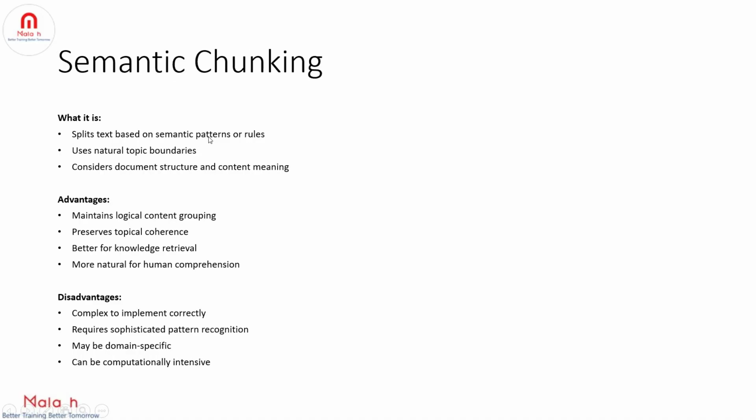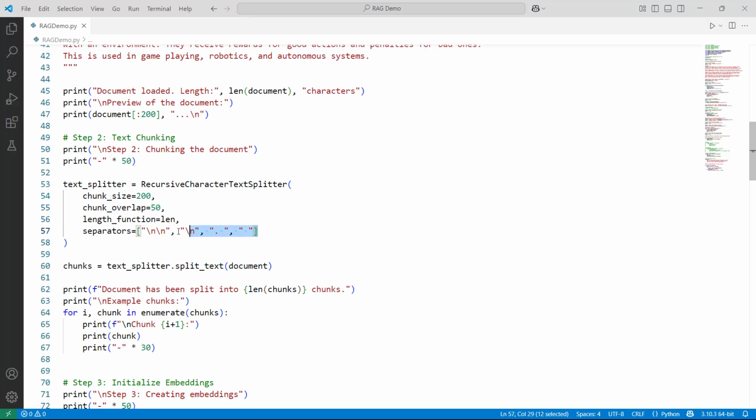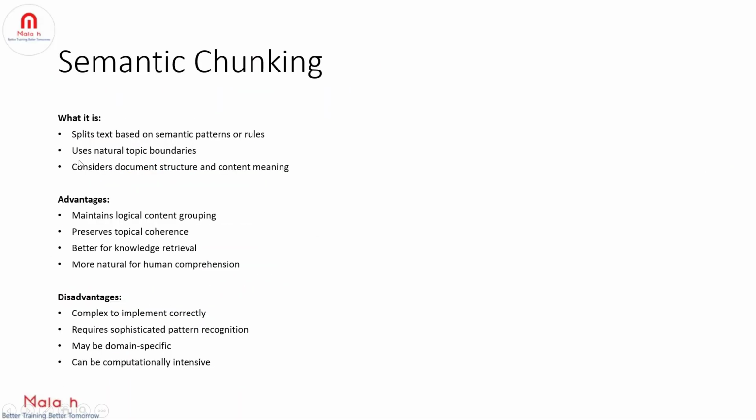And the next one is semantic chunking. Semantic chunking splits text based on semantic patterns or rules. If you notice in our code, we are using this pattern: whenever you see 2 new lines or 1 new line or period or space, try to chunk here. That is what we are telling it. Semantic chunking uses natural topic boundaries and considers document structure and content meaning.